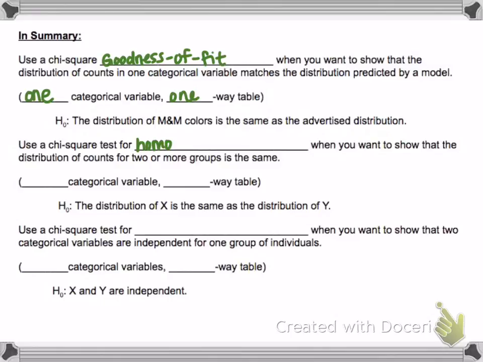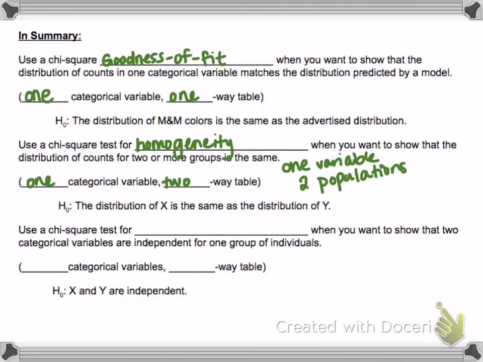You use a chi-squared test for homogeneity when you want to show that the distribution of counts for two or more groups is the same. So one variable that you're looking at and a two-way table. One variable with two or more populations. The distribution of X is the same as the distribution of Y. Again, when I was looking at the distribution of those different colleges and their plans for after graduation, different groups of people, but only comparing one thing.